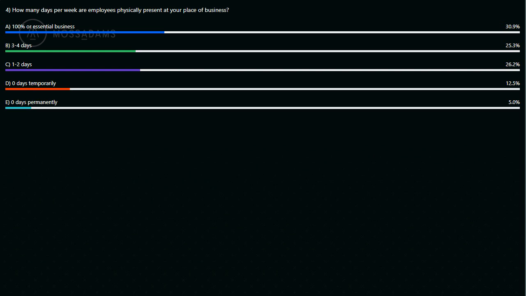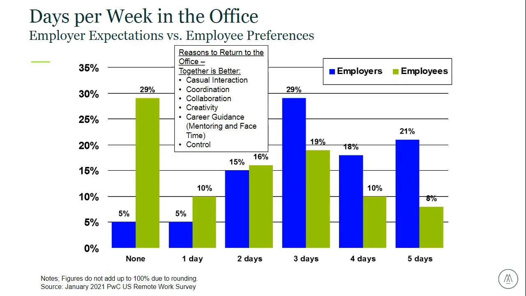So the next slide just shows you there's a discrepancy. Employers, which are the blue line, want people in at least 3 days a week. 70% of employers want that. Almost 30% of employees don't want to come back to the office at all. So this is a disconnect.